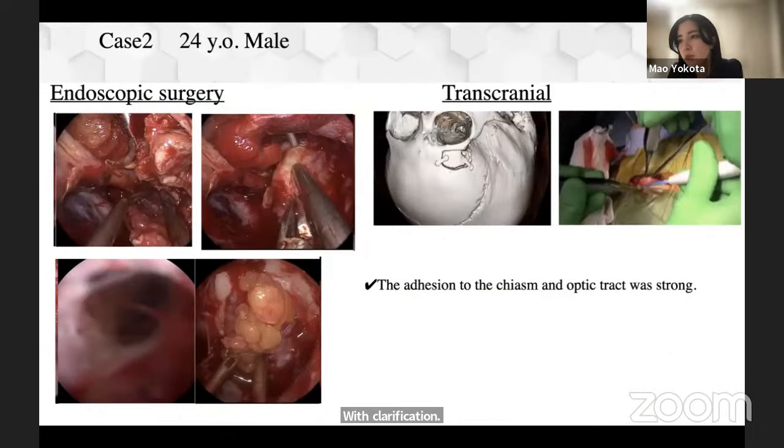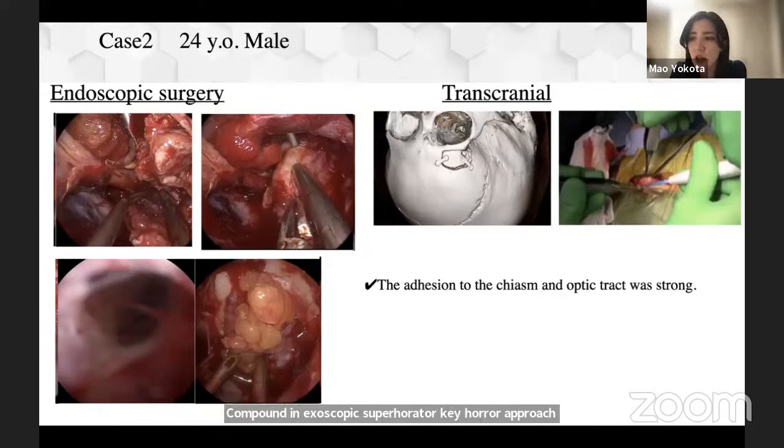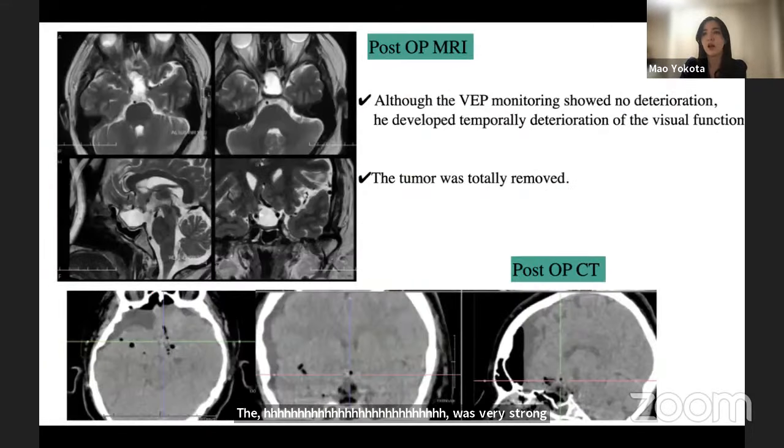A combined exoscopic supraorbital keyhole approach and endonasal approach was done. The adhesion to the chiasm and optic tract was very strong. Also, the VEP monitoring didn't show any change, but he developed a temporary deterioration of the visual function. But it recovered in 2 months. The tumor was totally removed. This is a post-operation CT.